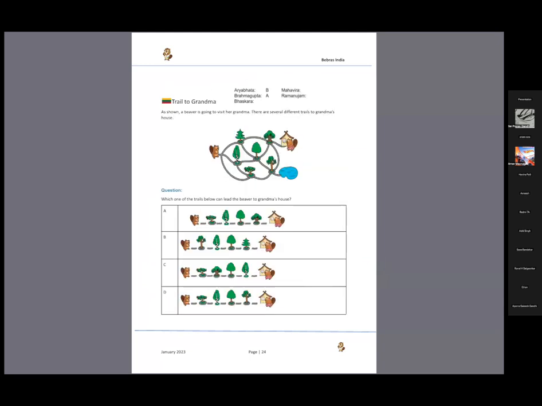So this next sum, there's a beaver who is trying to visit the grandmother. And there are several different routes and trails that they can follow to reach the grandmother. The question is, of these options, which is the correct answer to reach the grandmother?